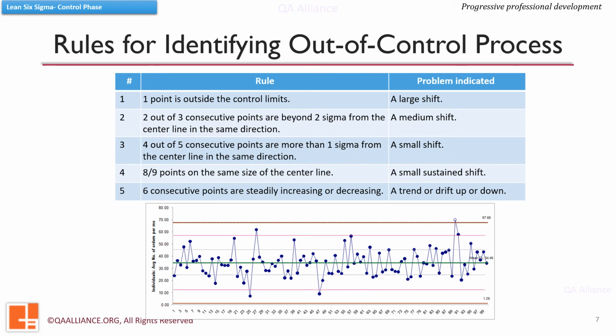Similarly, as per the third rule, the process is out of control if 4 out of 5 consecutive points are beyond the 1 sigma limit. The fourth rule says, if 9 or more consecutive points fall to one side of the center line, the process has shifted and is assumed to be out of control. The fifth rule says, if there is a run of 6 or more points steadily increasing or decreasing, the process is out of control.